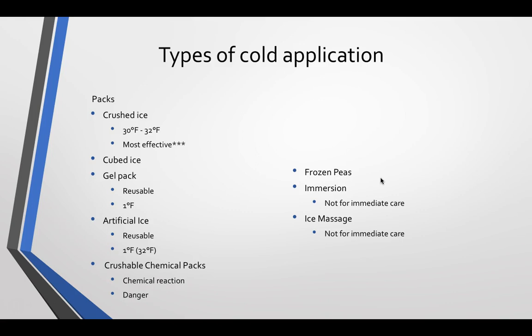And so then we have a risk of frostbite because that surface gets so much colder. It also solidifies, which means that then we can't form it to the body like we did with the crushed ice. So looking at some other options, we have gel packs, or what's kind of referred to as artificial ice. And these are the reusable packs.